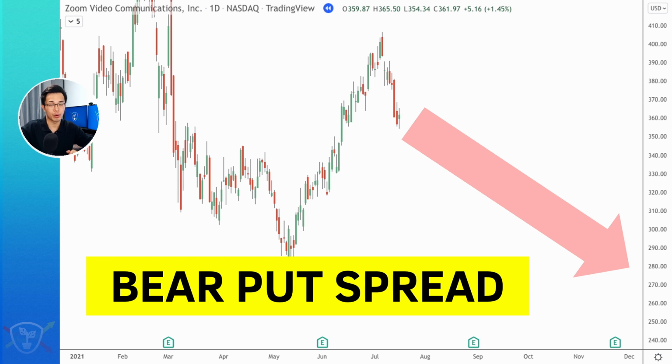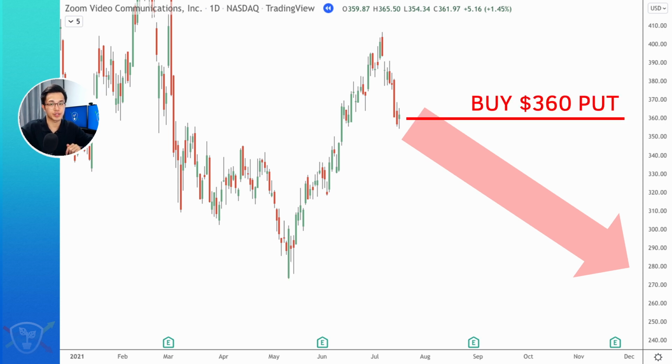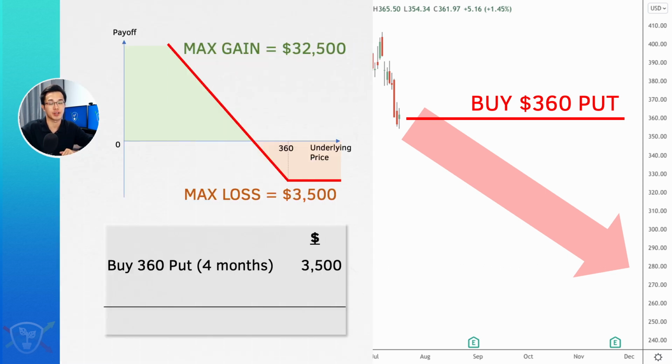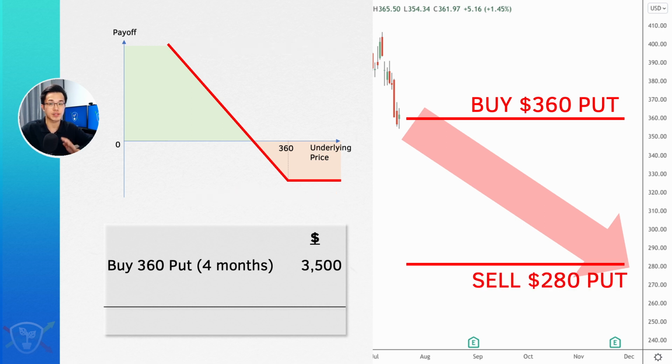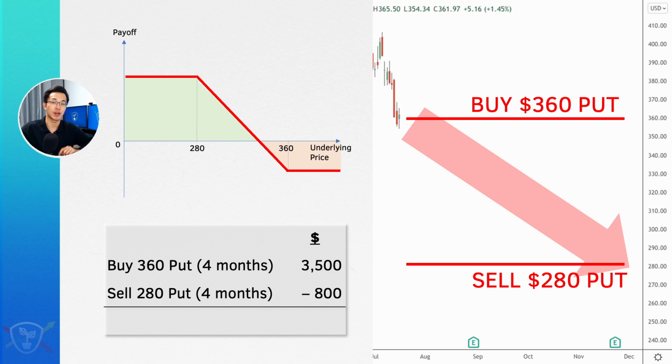In this example, I buy a put option with a strike price of $360, 4 months to expiration, and this put option will cost me $3,500. At the same time, I will sell a put option with a strike price of $280, also 4 months to expiration. And for selling this option, I will collect the premium of $800. Cumulatively, I will pay $2,700 for this bear put spread.